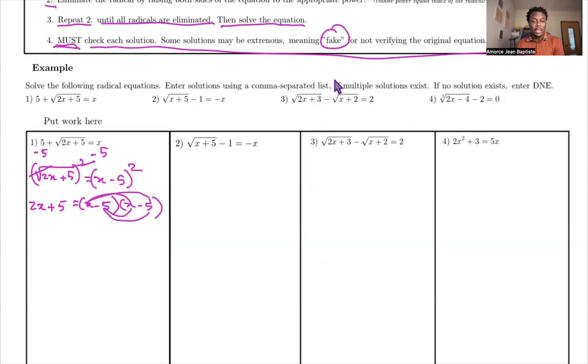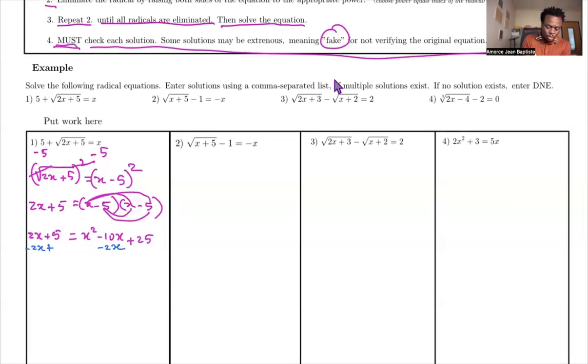Now let's distribute this so we can get the expanded form of x minus 5 squared. When you finish this product, you would have 2x plus 5 equals x squared minus 10x plus 25. That's after you FOIL and simplify. Now we're going to move all the terms to one side to get the quadratic equation in standard form. We would subtract 2x on both sides. That would be negative 10x, and then, oh, that's plus. This is plus.